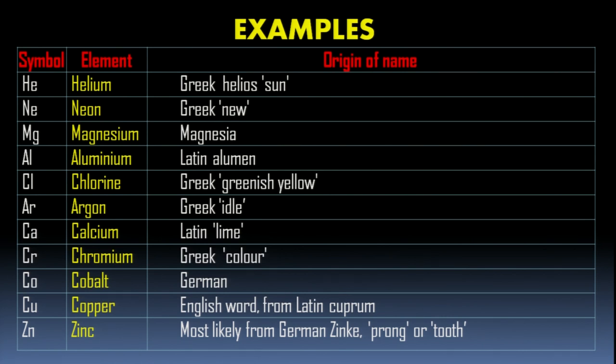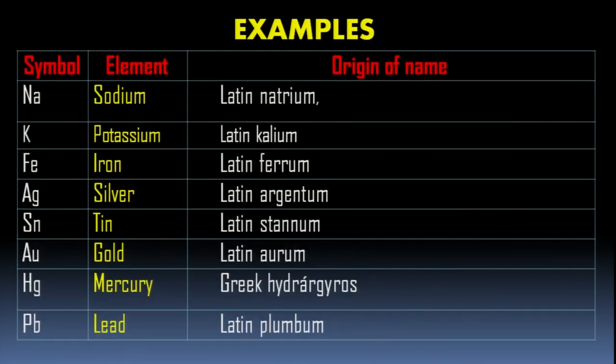Cobalt, Co. All these start with C, and along with that C, we are using the second alphabet in lower case, that is the smaller letter. Cobalt, a German word, we use Co. Copper, an English word from the Latin word cuprum, so you use Cu. And zinc, from the German word zinke, meaning prong or tooth. It's named for the tooth, and it is Zn. Okay, children, you have a very rough idea why we use two letters as a symbol for certain elements.